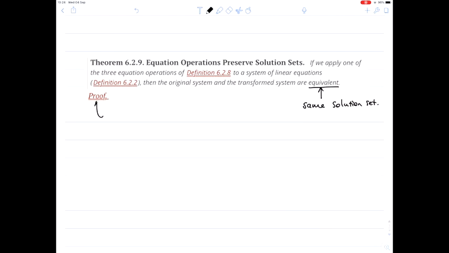You're welcome to go and have a look at the proof. You don't need to learn it, but it is quite interesting. However, we're not going to cover it in this lecture.